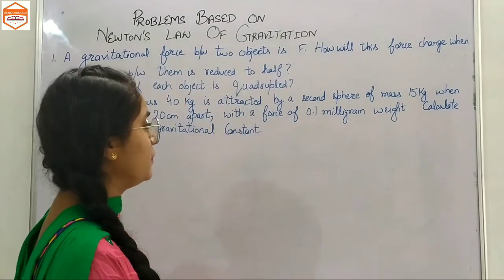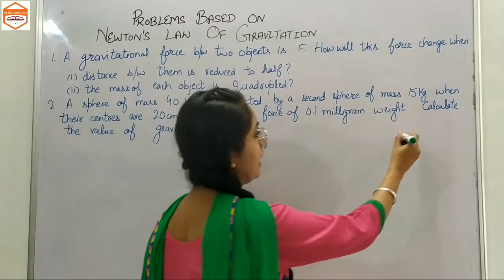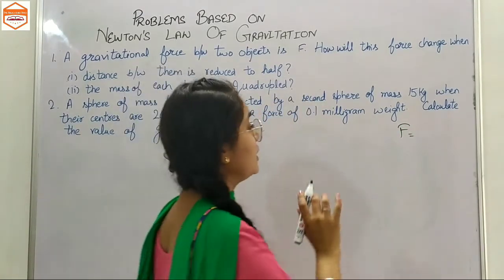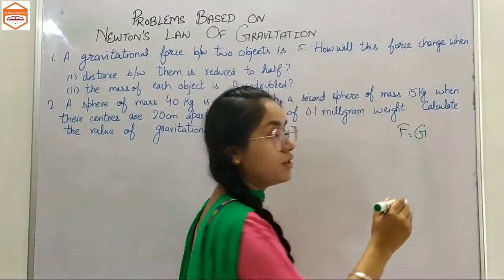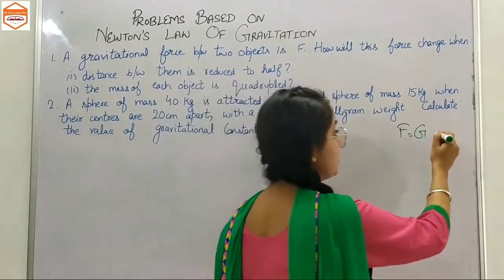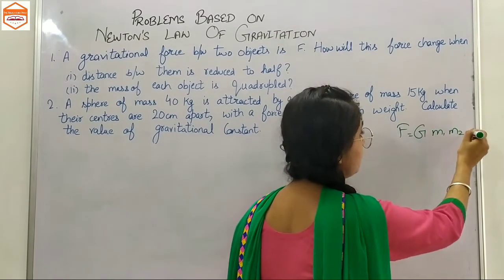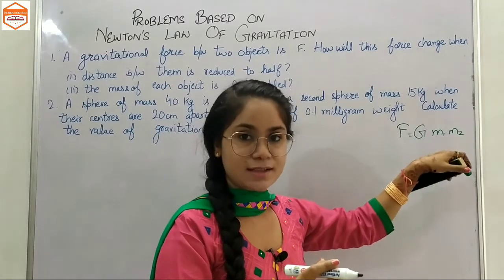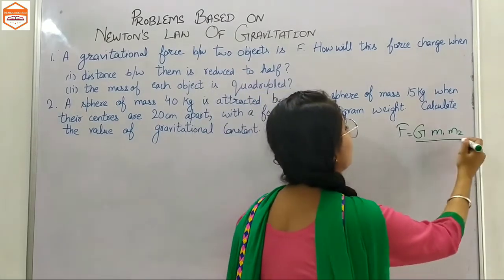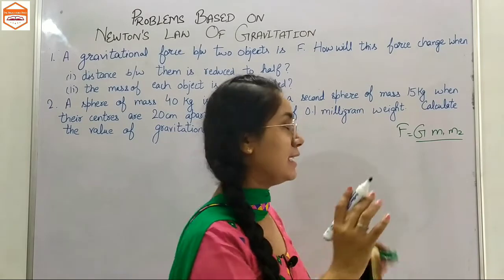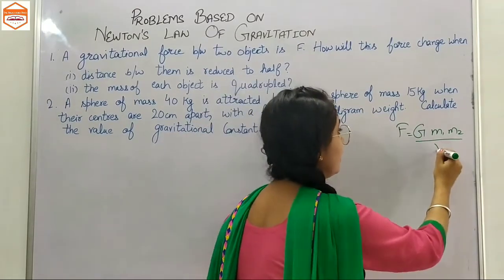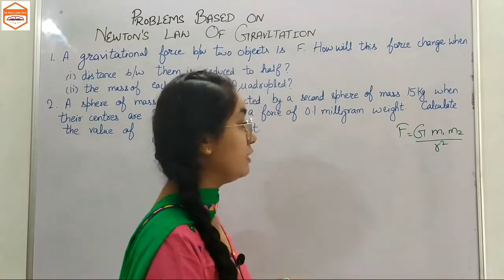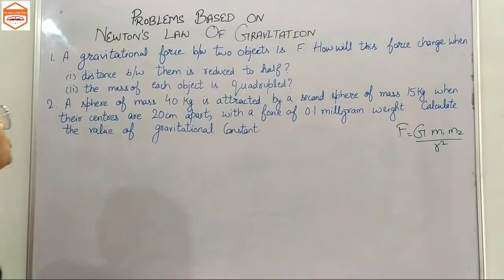What was its formula? F equals, that means the gravitational force of attraction F equals the universal gravitational constant G times the product of the two masses, over the distance between the two masses, and that distance would be squared. That means r squared. R is the distance between those two masses and that would be squared here in the formula. Now let's move on to our first problem.